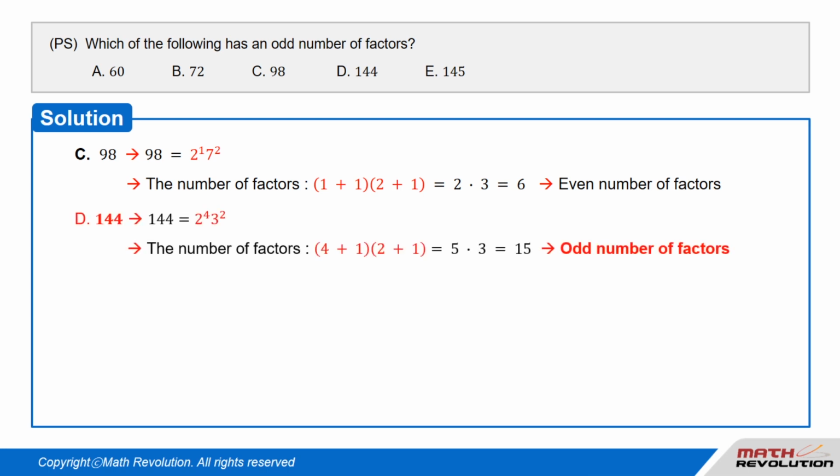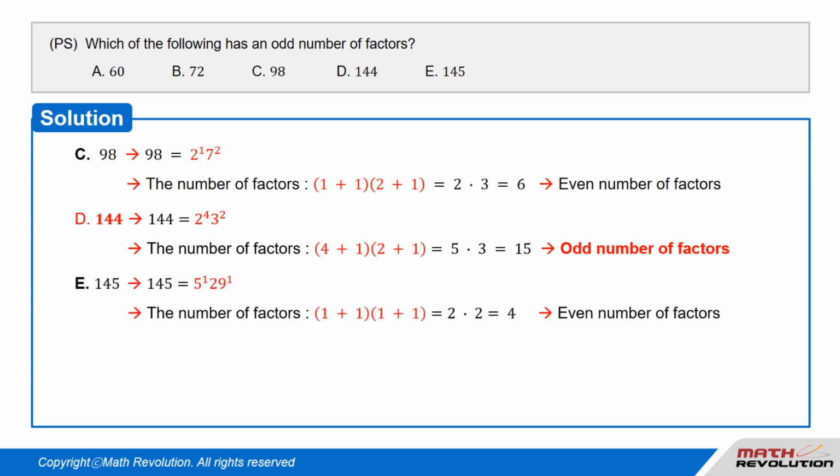D. 144. Now, 144 equals 2 to the power of 4 times 3 to the power of 2. So, the number of factors is (4 plus 1) times (2 plus 1), which equals 5 times 3, which equals 15. Thus, 144 has an odd number of factors.